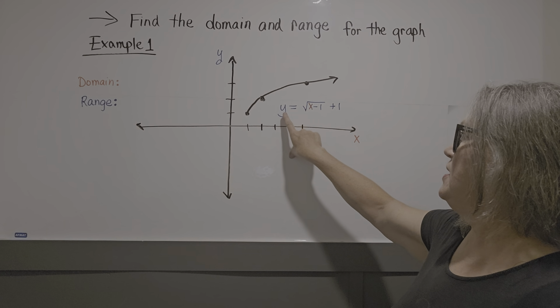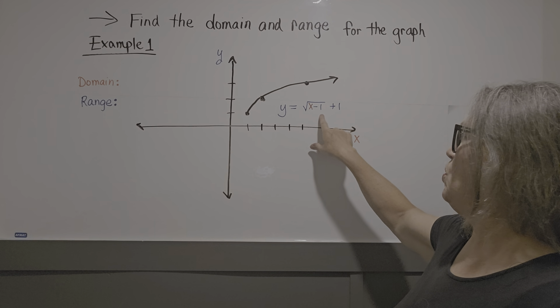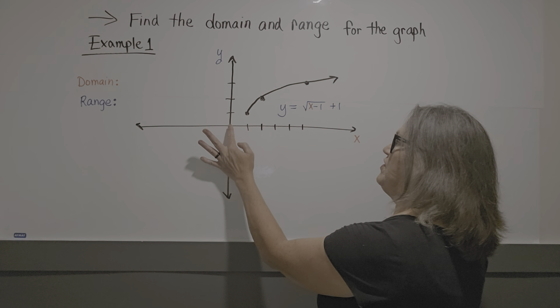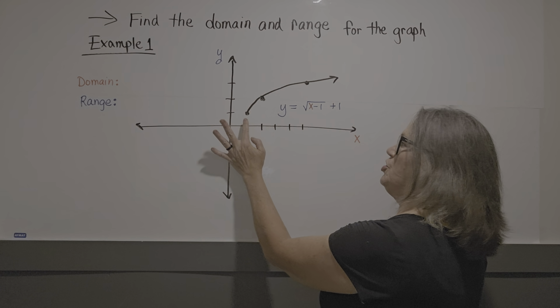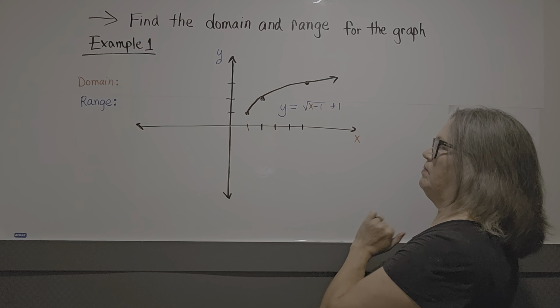This function's symbolic representation is y equals the square root of x minus 1, plus 1. And that's because it's the square root of x graph that's been shifted from the origin to the right 1 unit and up 1 unit. That's why we have minus 1 and plus 1.